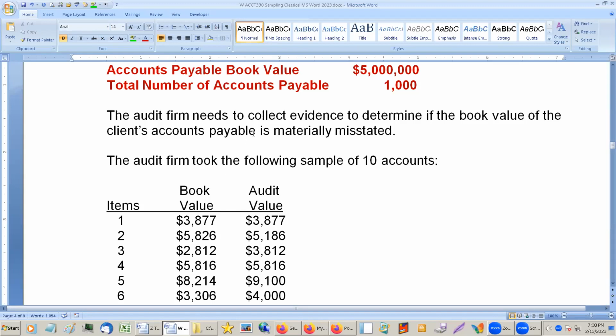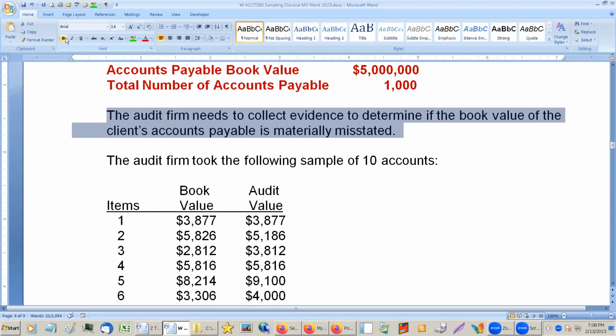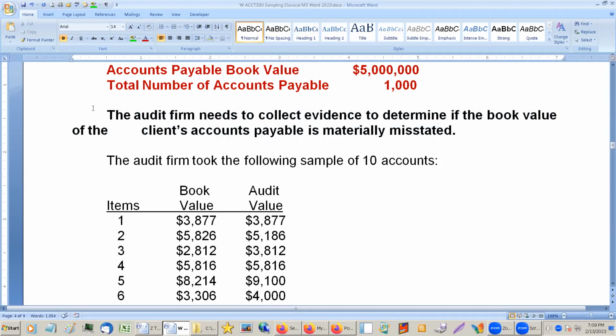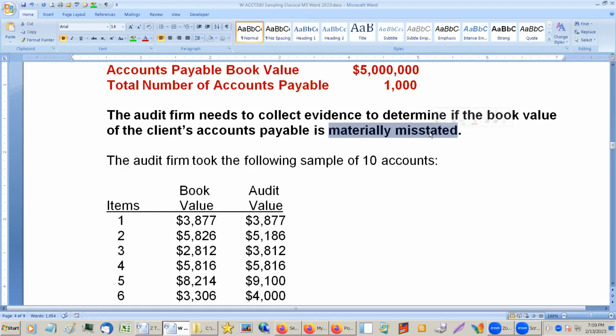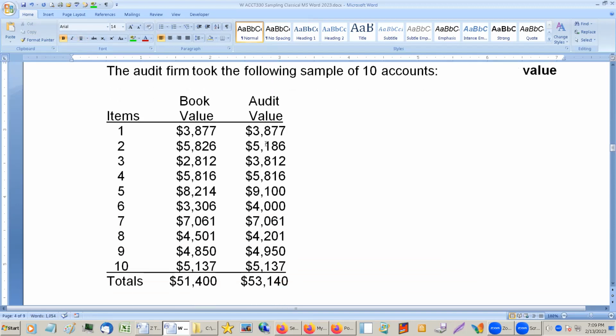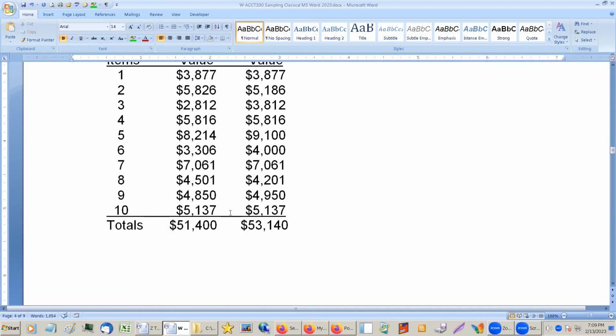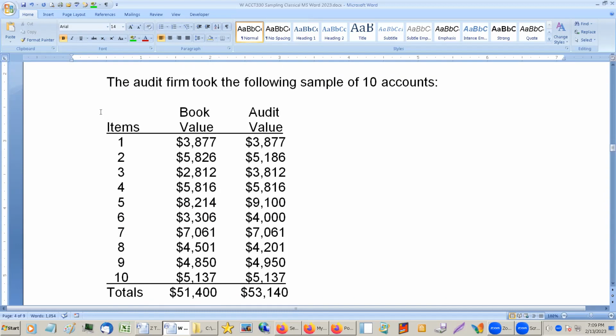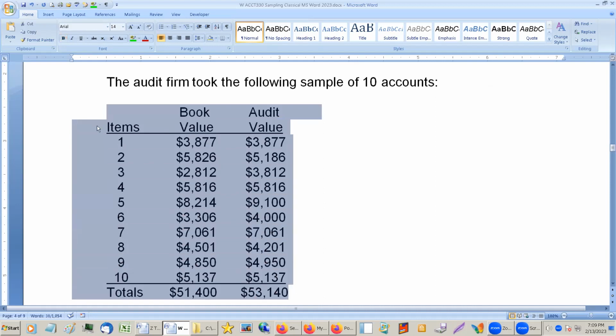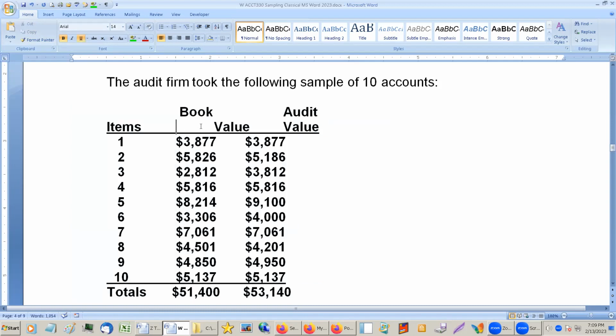All right. So the audit firm needs to collect evidence to determine if the client's accounts payable is materially misstated. All right. So here's the items we took. Here's me messing it up like I usually do.